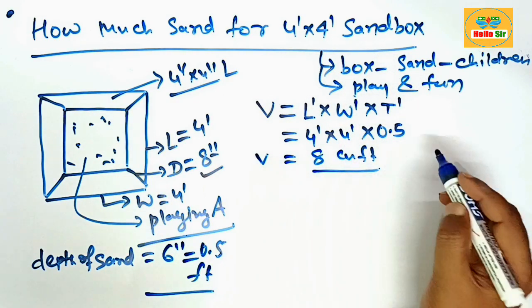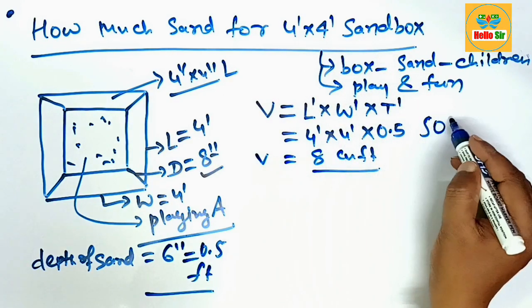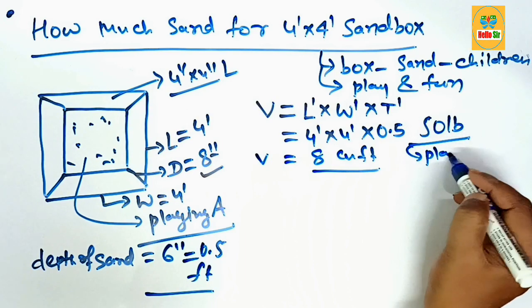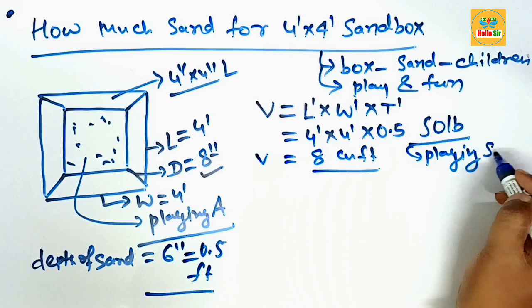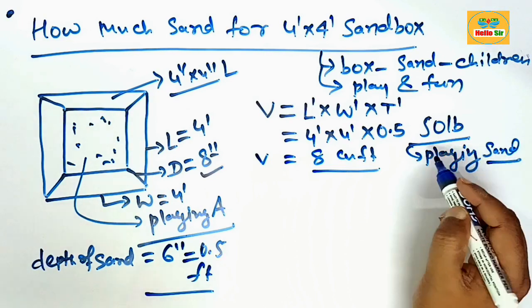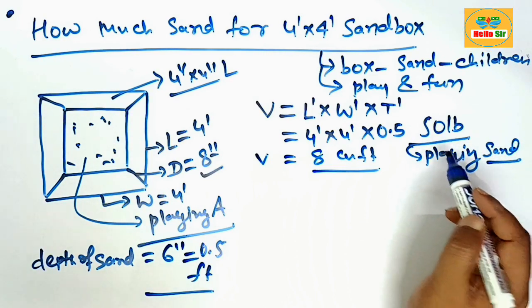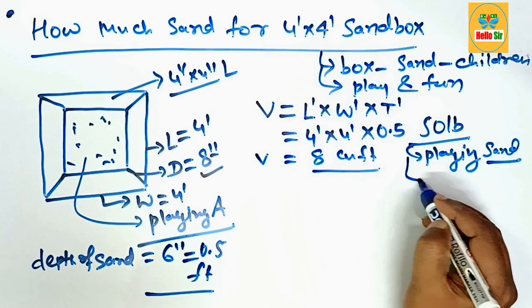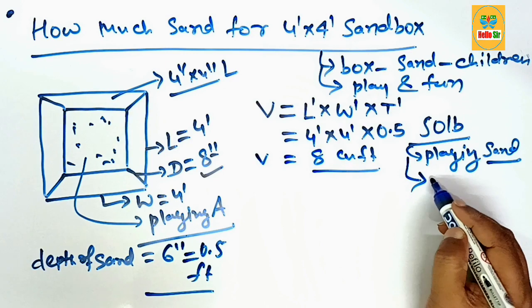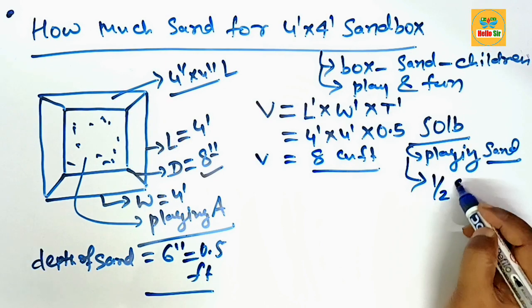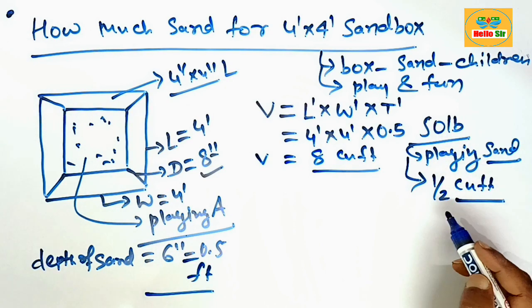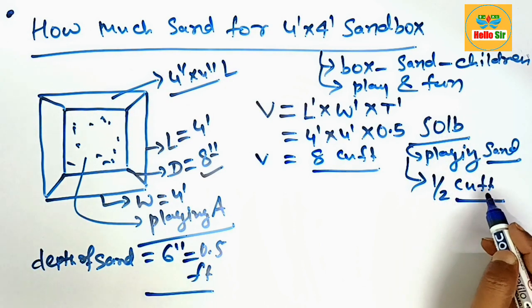And if you want to purchase 50-pound bags of playing sand, this is playing sand, and if you want to calculate how many 50-pound bags of playing sand are required for a 4 by 4 sandbox, each 50 pounds of playing sand yields a volume of about half a cubic foot. Remember this one.